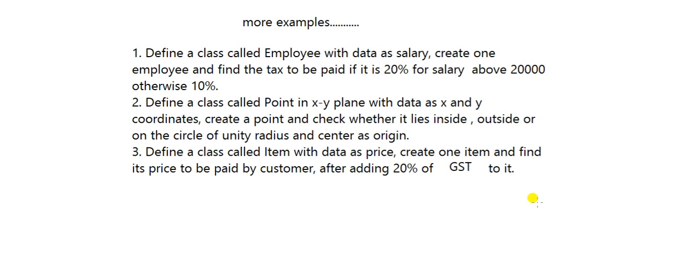Third, define a class called item with data as price. Create one item to find its price to be paid by the customer. What is the actual price you are supposed to pay to the shopkeeper? Because on the price they have listed, we need to add 20% GST also, 20% of the price you are supposed to add. Say if 1000 is the price given, then 20% will be how much? 400, I guess. So 400 will be GST. So 1000 plus 400, it will be 1400, the price to be paid by the customer. This is how you can try these 3 examples, and we're going to wind up now.